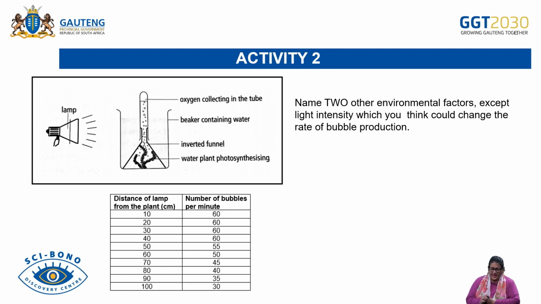Okay. Name two other environmental factors except light intensity which you think could change the rate of bubble production. Remember, learners, what we said. You're just giving this plant light and obviously water. But what else do you need for photosynthesis? You need CO2, but we know in this experiment CO2 is not needed for oxygen production. CO2 is only needed in the dark phase for the production of glucose. So in the light phase, it's where oxygen is produced.